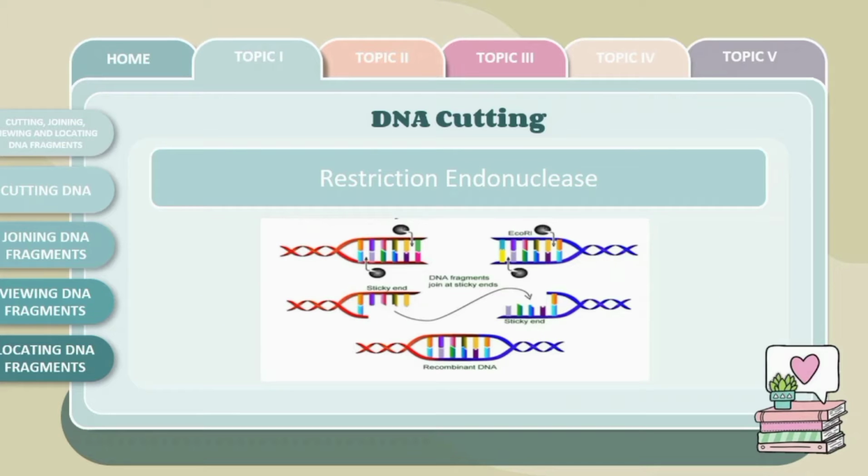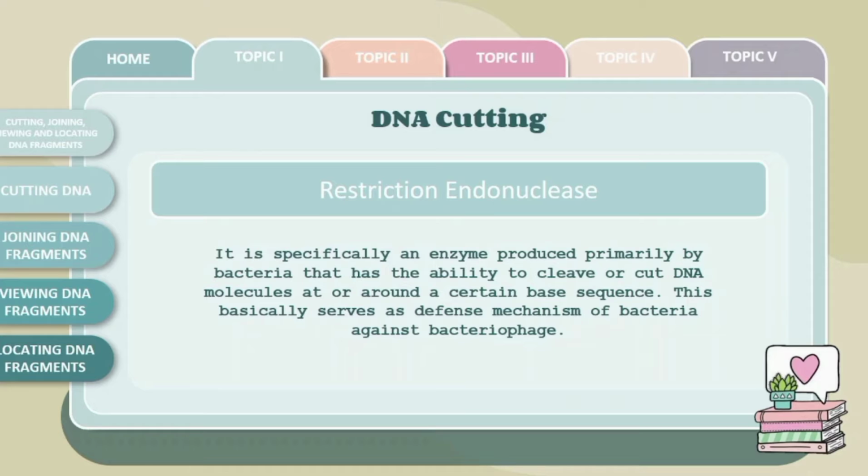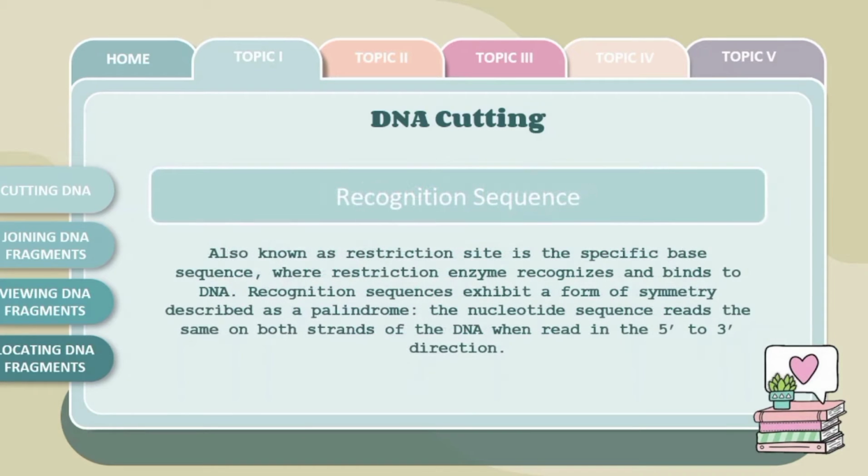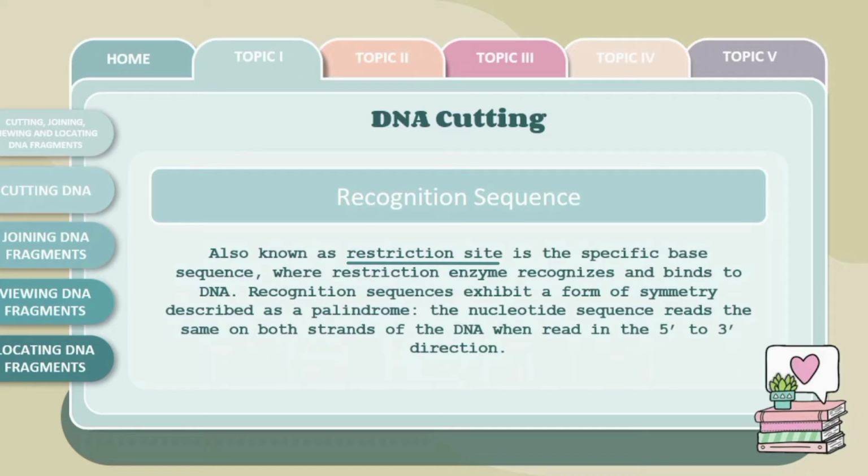So this restriction enzyme class always cuts DNA molecules at a particular point by recognizing a specific nucleotide sequence of 4 to 6 or 8 and more base pairs. This specific base sequence is known as the recognition sequence or restriction site. Hence, the recognition sequence or restriction site is the specific base sequence where a restriction enzyme recognizes and binds to DNA.